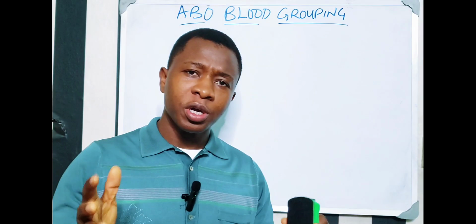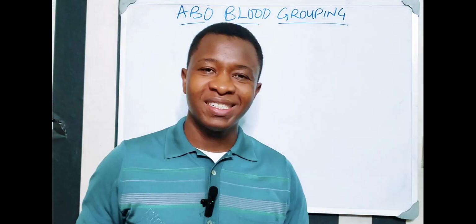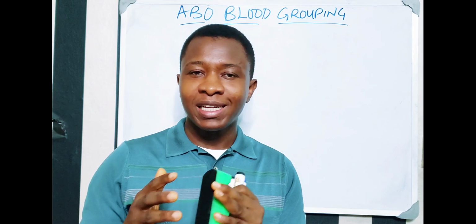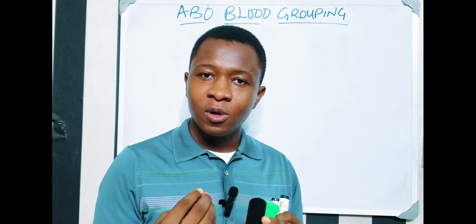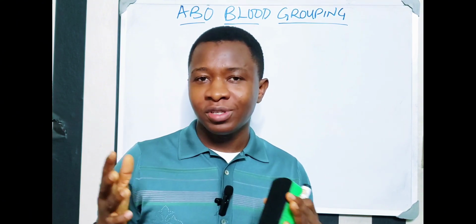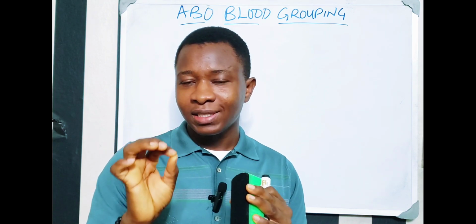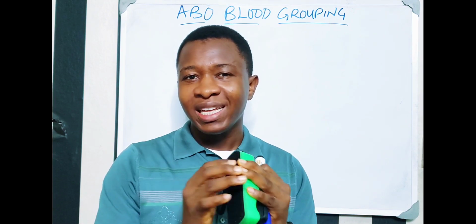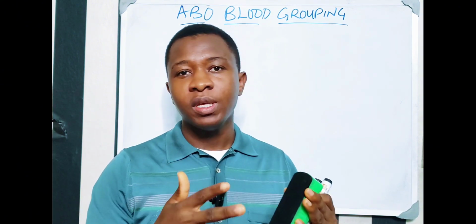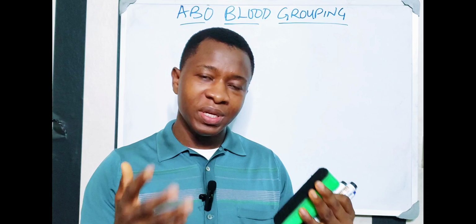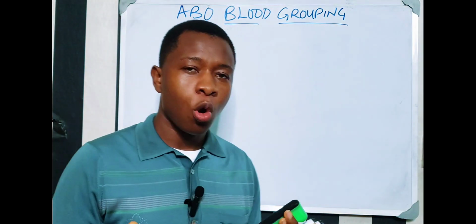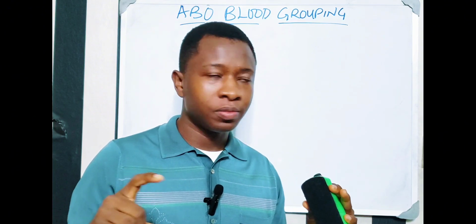In this video, I'll be talking about the ABO blood grouping system. Now, the ABO blood grouping system is a type of grouping system that is based on the presence or absence of certain antigens or markers on the surface of your red blood cell. These markers or antigens give your blood its type. So let's assume you have the blood group A, B, AB, or O, which are the basic types of blood group we have. Let us now see the features of these red blood cells.